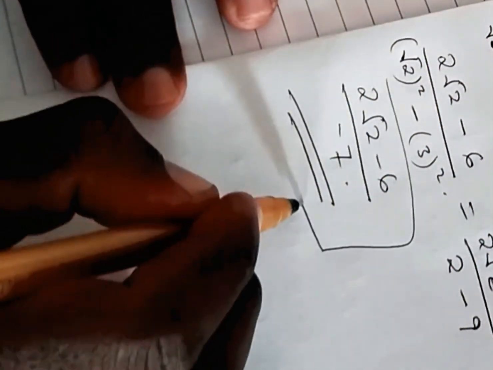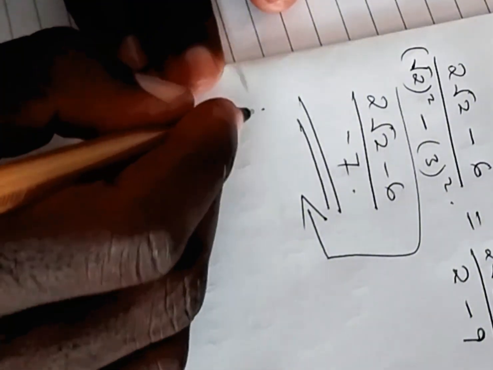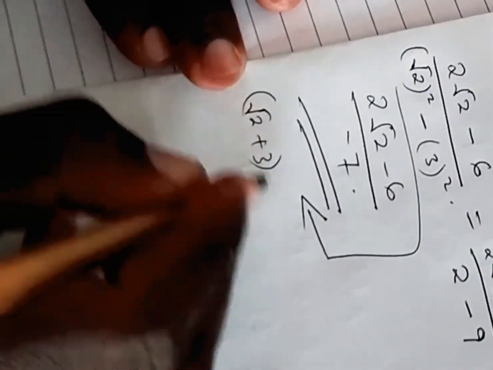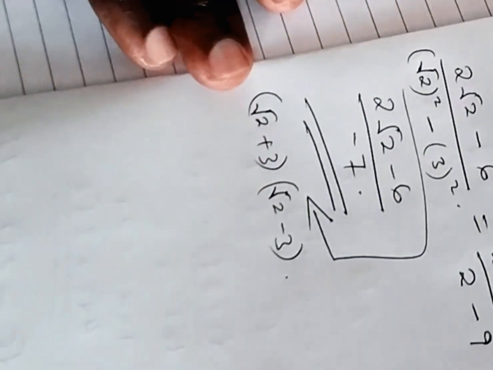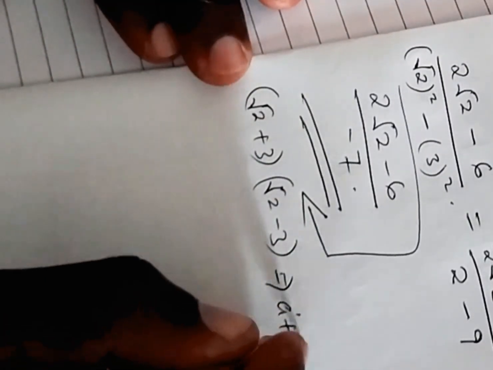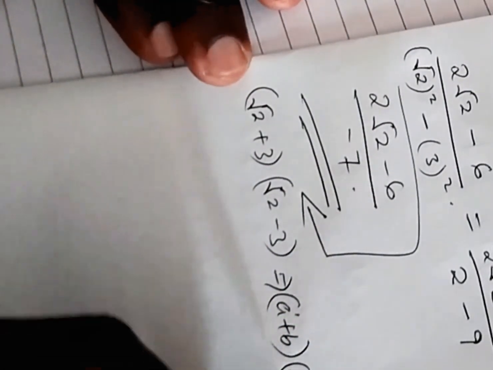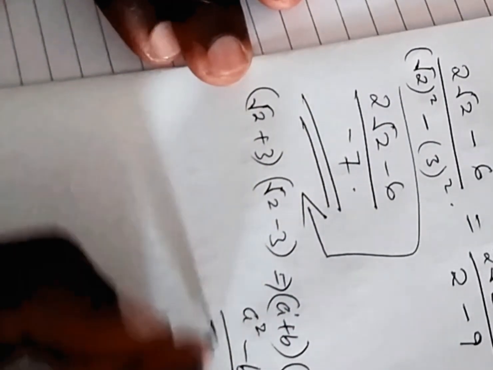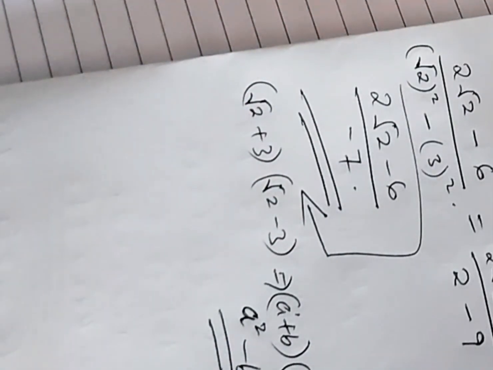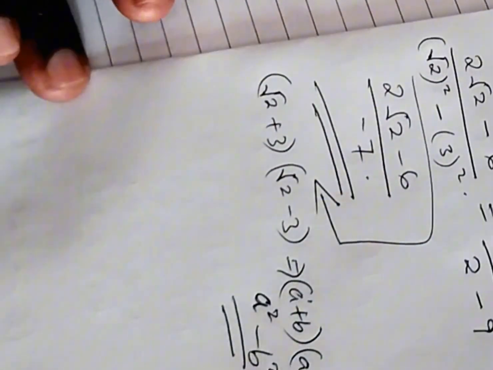This part, we had root 2 plus 3 multiplied by root 2 minus 3. From algebra, we know a plus b times a minus b, if you multiply this, you're going to get a squared minus b squared, the difference of two squares. That identity is the one that you apply here.